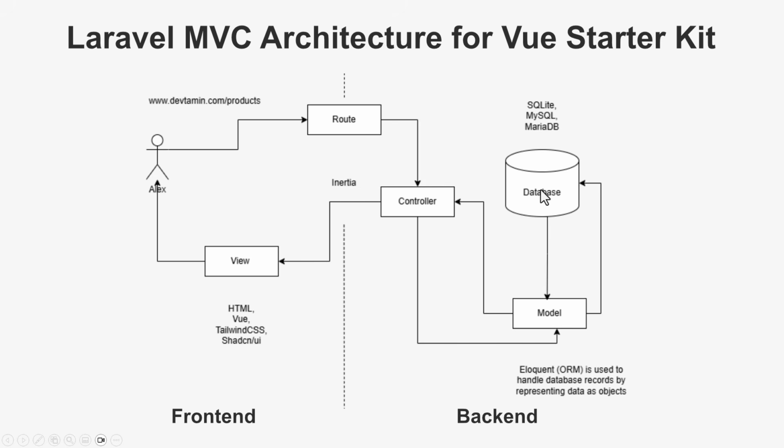The database software can be SQLite, MySQL, or MariaDB. It depends on you. So Laravel supports all of these software. The database will return data to model. Model will map that data to object and return to controller. And controller will pass only necessary information to Vue. And you will see Inertia over here. In this architecture, Inertia will interact with controller and Vue.